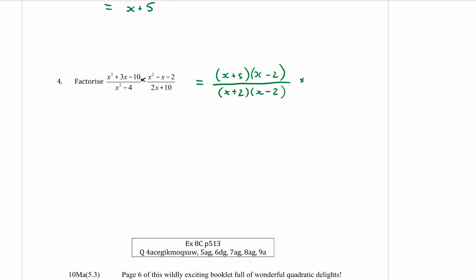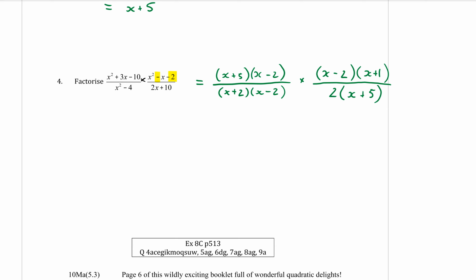The second fraction has a trinomial on the top, so we are looking for two numbers that times to give minus 2 and add to give the negative 1. So that would be x, a negative 2 and a plus 1 that would work for that. So x take away 2 and x plus 1 over. On the bottom, it's only two terms, but nothing is squared in there. So we could take out a common factor here. 2 would be the common factor, and that would leave me with x plus 10 divided by 2 is 5, close bracket.